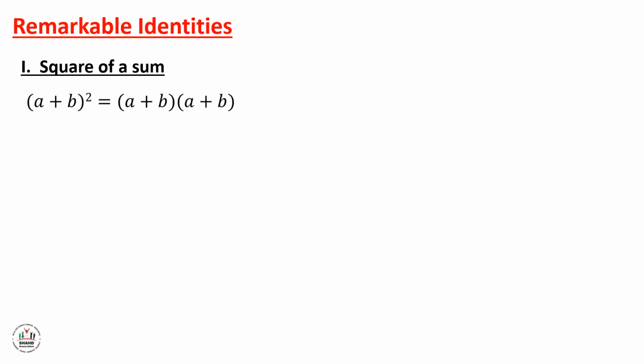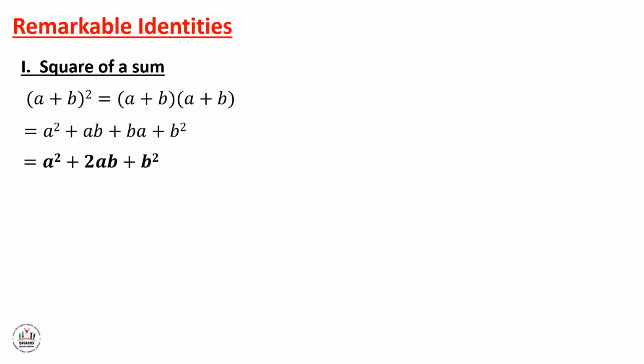Remarkable identities. So we have three well-known remarkable identities. The first one, square of a sum. A plus B squared equals A plus B into A plus B. If we apply the distribution law, we will get A squared plus AB plus BA plus B squared, and that's equal to A squared plus 2AB plus B squared. So you can apply the final result directly when you see an expression in the form of A plus B squared. Let's solve an example.